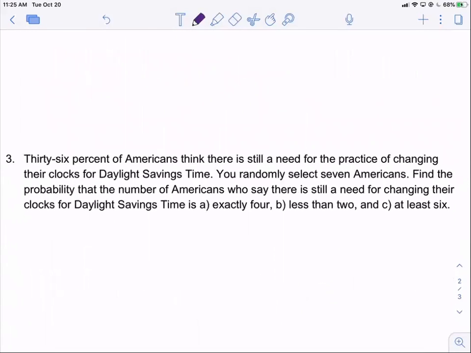Then 3, 36% of Americans think there is still a need for the practice of changing their clocks for daylight savings time. You randomly select 7 Americans. Find the probability that the number of Americans who say there is still a need for changing their clocks is exactly 4, less than 2, or at least 6. What would that be? Binomial. Why? All right, so fixed number of trials. N equals 7.